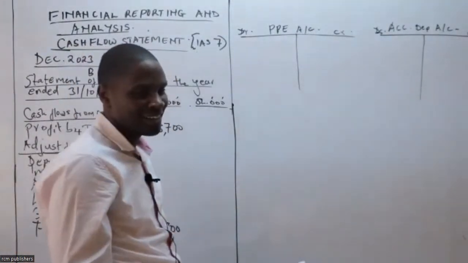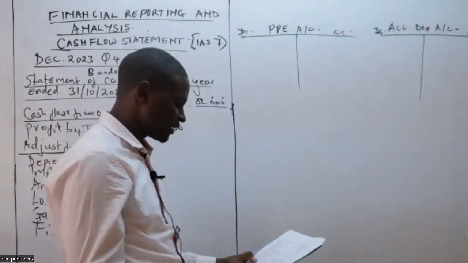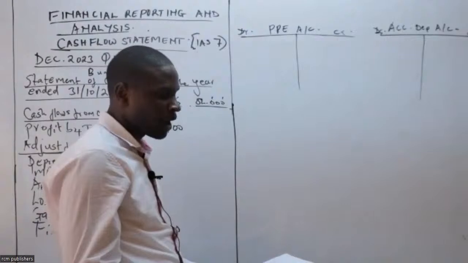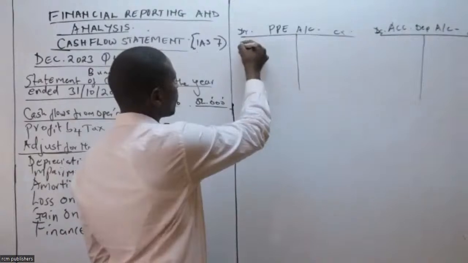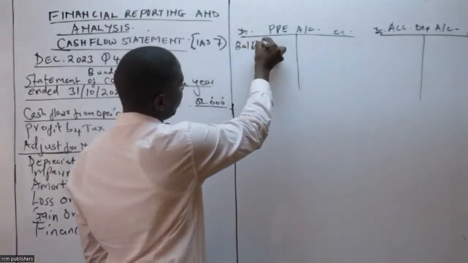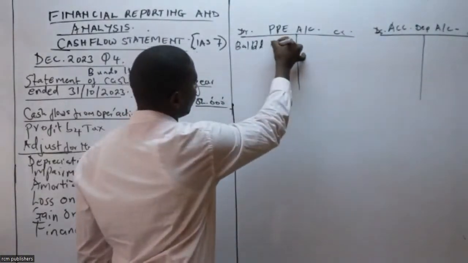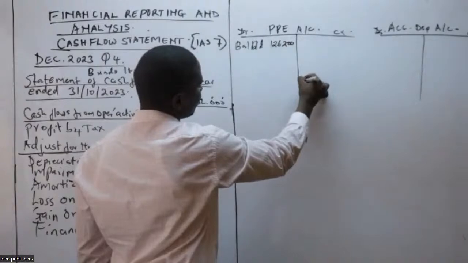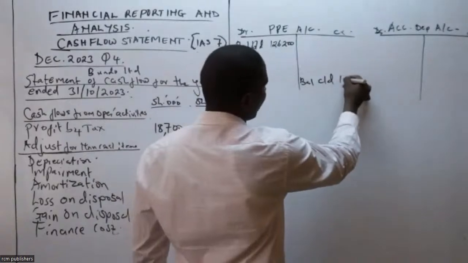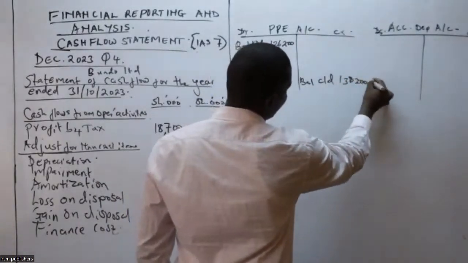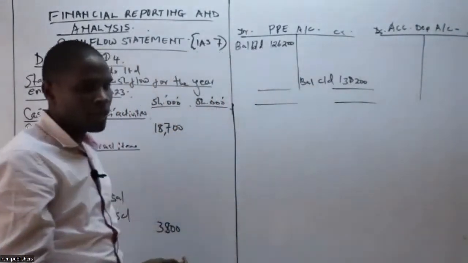This is an asset. It has a debit balance. Therefore, in this case, you have to check the cost of our PPE. The cost that was brought down. The balance brought down. If I look at it, it was 126,200. So the balance carried down should be on the credit side, which is 138,200. So I hope you have noted how we are doing this.